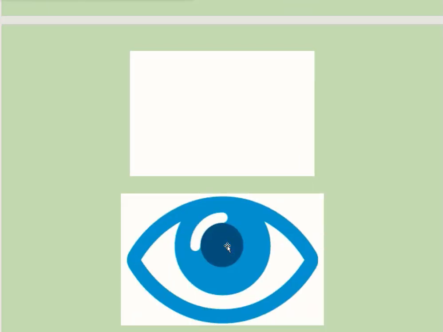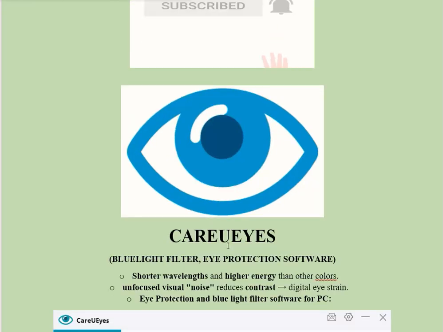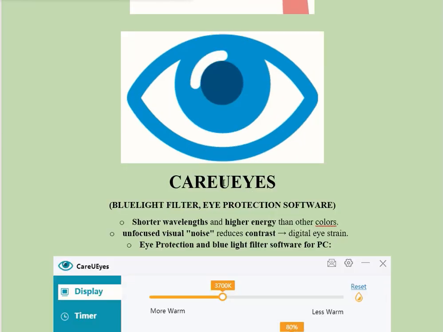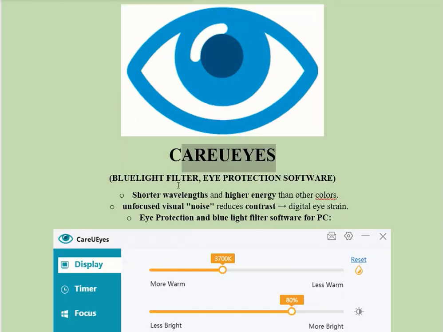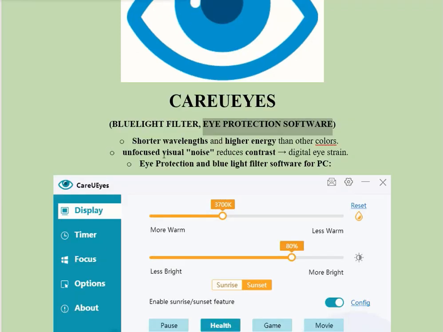So a software can help us to overcome the side effects of this new routine in this new normal, and it is known as CareUEyes. Don't mind the grammar issue in that, but this is what the name is, CareUEyes. It's basically helpful in filtering the blue light and provides eye protection, and it increases the readability as well.